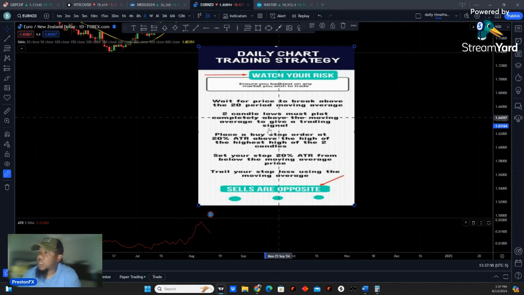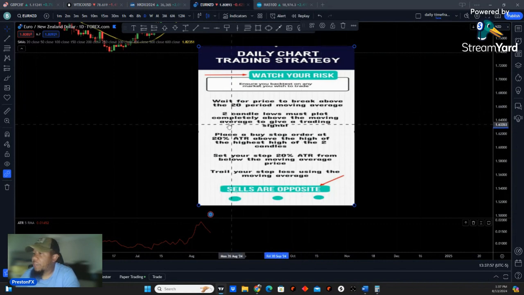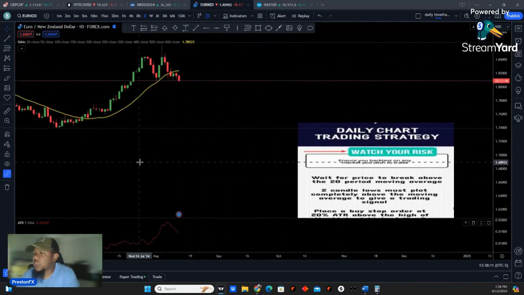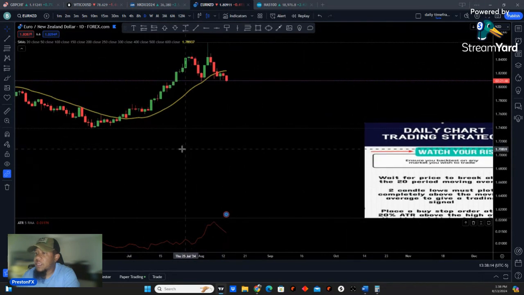So look, wait for the price to break above the 20-period moving average. Two candle lows must plot completely above the moving average to give a trading signal. Two candle lows, and I know you're like, what? Two candle lows? Why is that for a buy? I'm gonna show you here in a second. Matter of fact, let's go over here. Let's use this one. All right, look, it broke above.